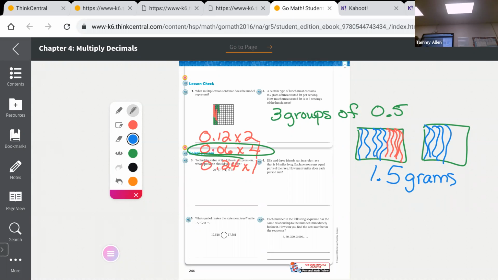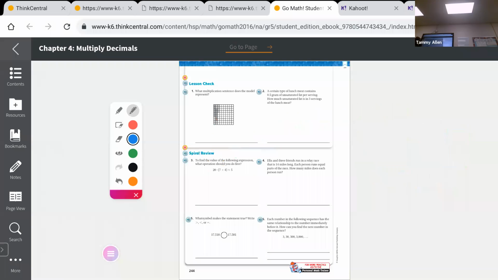Okay. Questions on that? When I look at number 3, it asks what operation would you do first? 7 plus 4. Yeah, that is in parentheses.